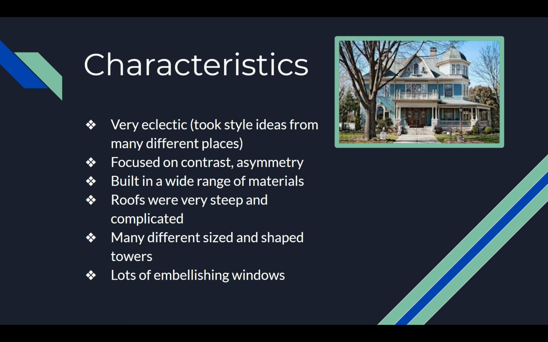Some characteristics of it are it's very eclectic, which that word means that it took style ideas from very different places, as I was speaking about before. And it's focused on contrast and asymmetry, and it's built in a wide range of materials. Some houses could be done in wood, stone, different kinds of shingles. It was just kind of all over the place because of all those different impacting styles. The roofs were often very steep and complicated on different sides because of the asymmetry. They could have different spires on top. It was just super complicated.